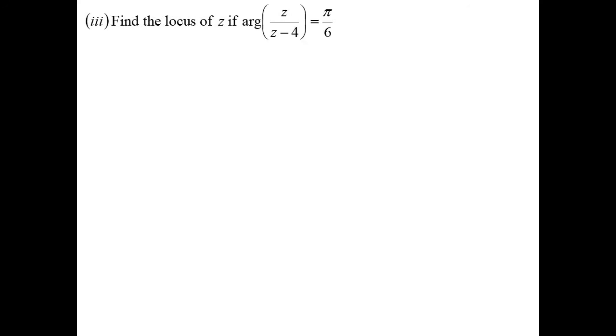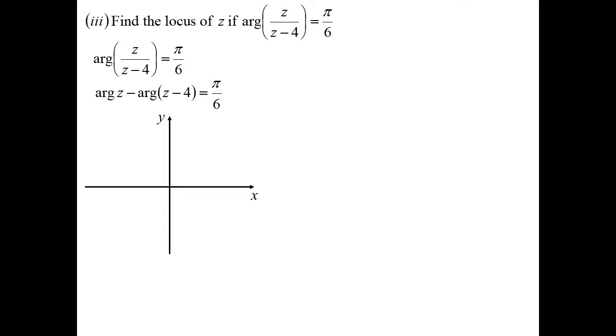The argument of z on z minus 4 is pi on 6. So this is one of the ones where I've got a linear function on a linear function equal to some angle. So I know this is going to be the arc of a circle. All right. To help me, I'm going to split that up. Because what we're saying is, get z, join it up to 0, join it up to 4. The difference in the arguments will always be pi on 6, no matter where you put z. This is why you get a circle, because angles in the same segment are always equal.